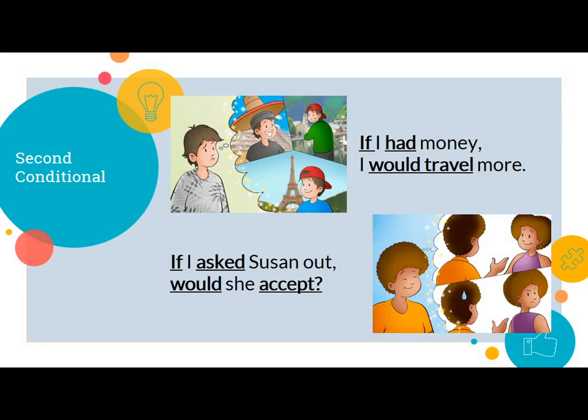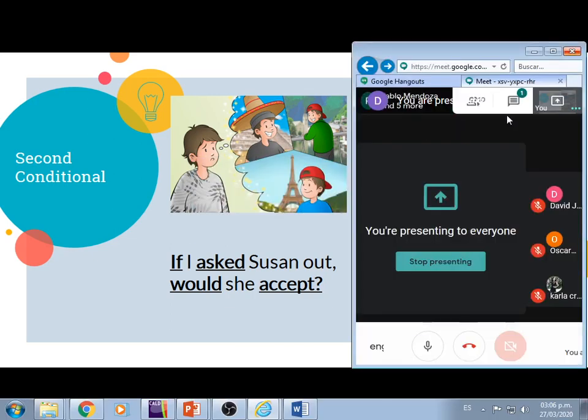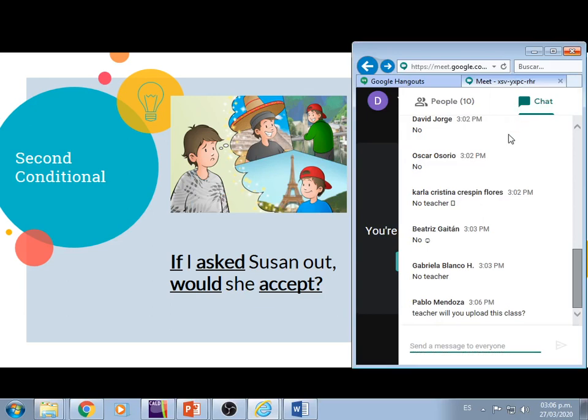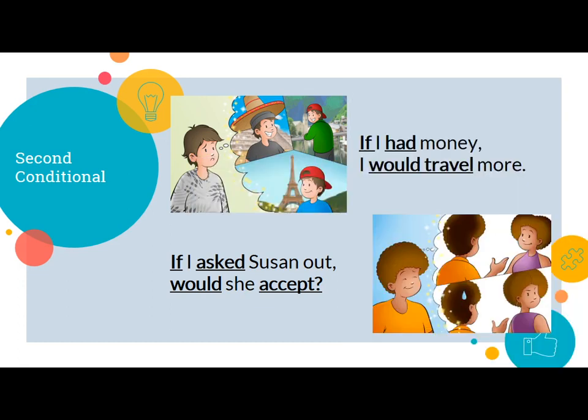Now, the second conditional. Check the example so we can take a look at the structure that we had right here. If I had money, I would travel more.